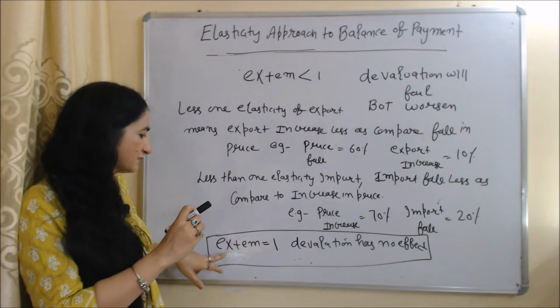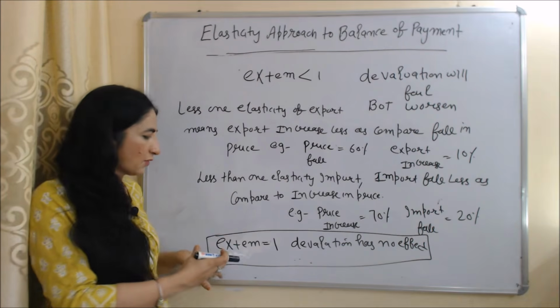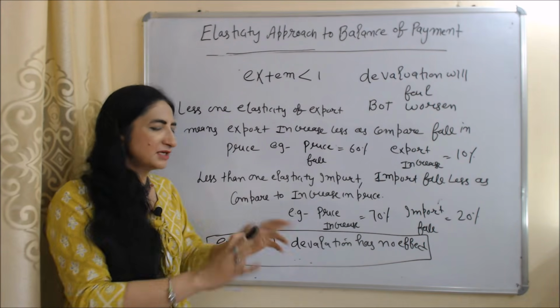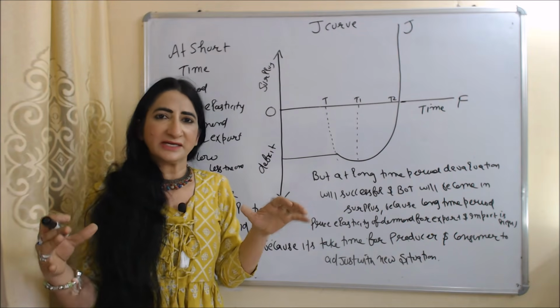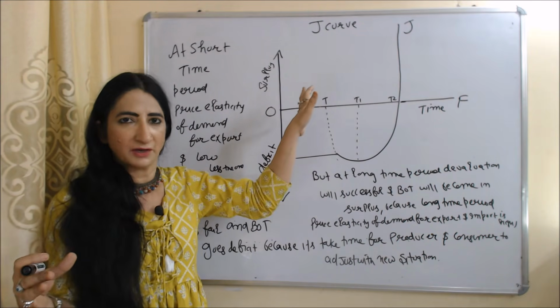But in this case, when the price elasticity of demand for export and import is equal to 1, devaluation has no effect. Now we will understand this theory with the help of this J curve.